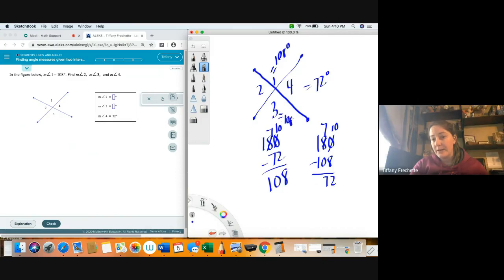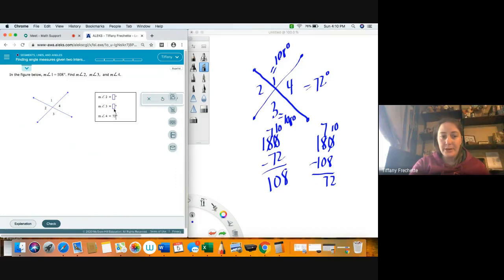So I know this is 108 degrees. And look, we came back to 108 degrees, didn't we? And they are across from each other, which is something I just talked about. We call that a vertical angle. So I know that 3 is 108.